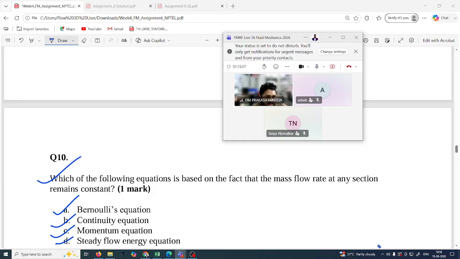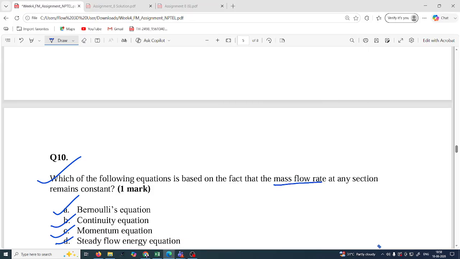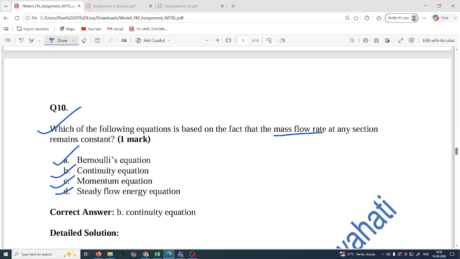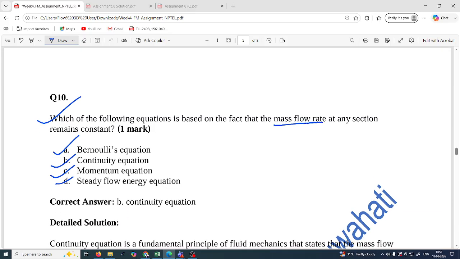Okay, Ashok is telling option C, and Tanya is telling option B is correct. Continuity equation. Which of the following equations is based on the fact that the mass flow rate at any section remains constant? Here the question is about the mass flow rate. Remember, mass flow rate is based on the continuity equation, that is conservation of mass. So Ashok is telling momentum equation, not this; it is the continuity equation, conservation of mass.